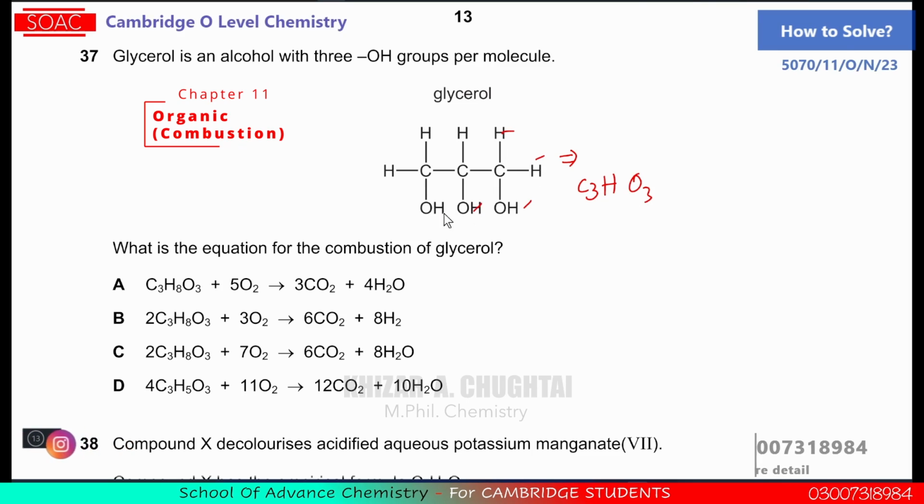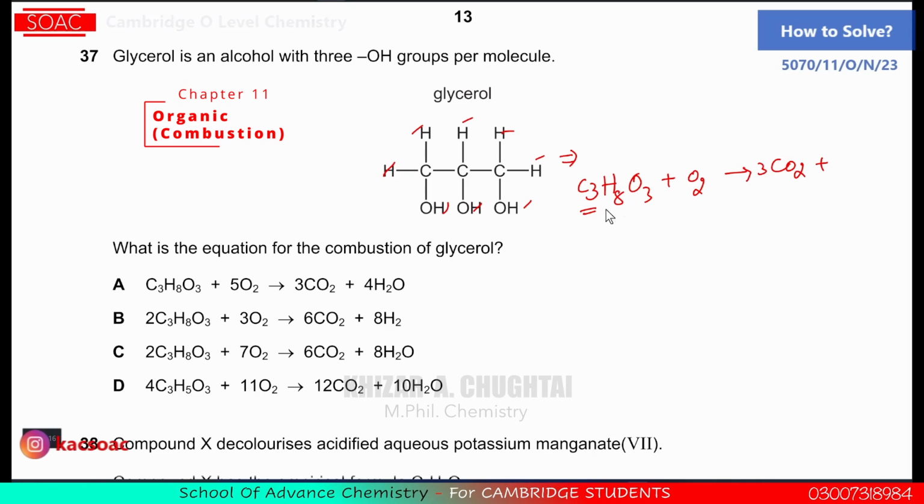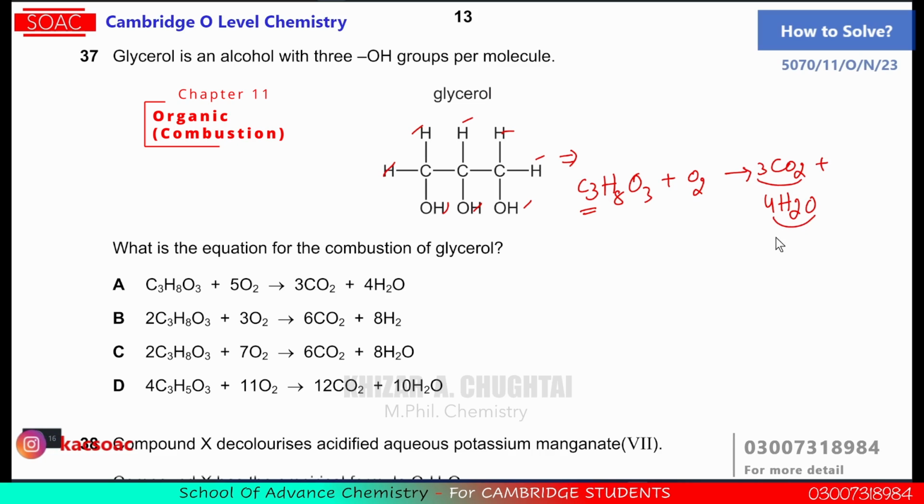1, 2, 3, 4, 5, 6, 7, 8, plus O2 goes to 3 carbons, so 3 moles of CO2 will be formed, and 8 hydrogens, so 4 moles of H2O will be formed. So what is the value of oxygen? 3 twos are 6 plus 4, overall 10. 3 are already in the molecule, so the remaining is 7 by 2. 7 by 2 oxygen should be there, or we can rearrange this equation by multiplying by 2.